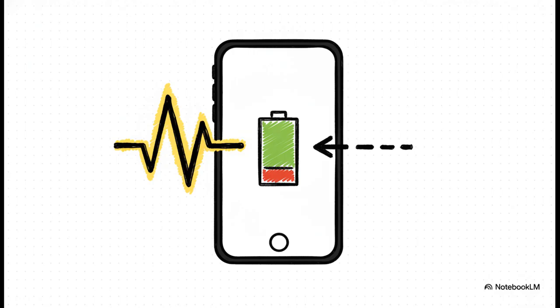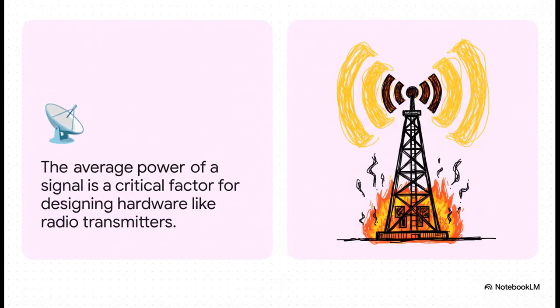This is exactly why understanding signal energy is so crucial if you want to design a device with a battery that actually lasts. And what about power? Well, a signal's average power is a huge deal for designing the hardware itself. If you've got a radio transmitter or an antenna that can't handle the average power of the signals it's supposed to send, it's going to overheat and fail. Simple as that. So to put it simply, energy is all about the total juice you need, while power is about how fast you're using that juice.